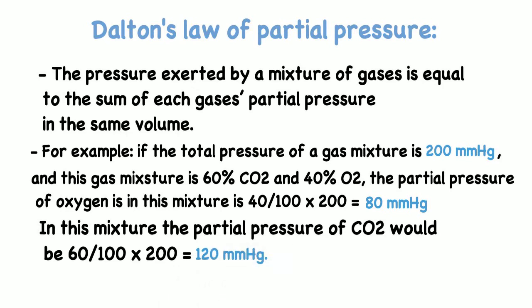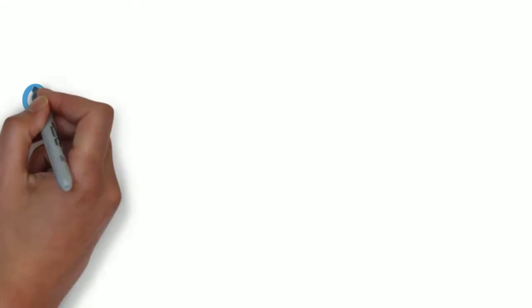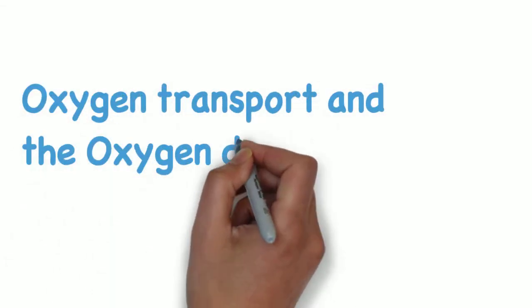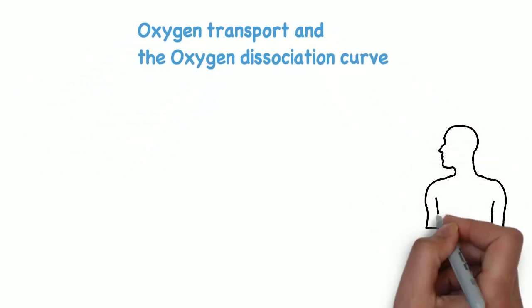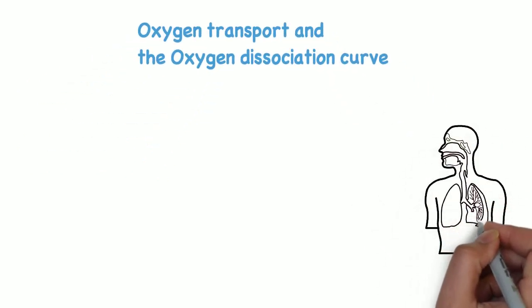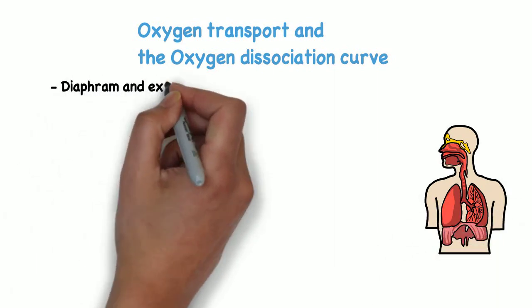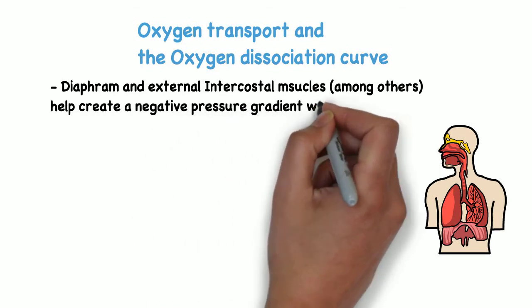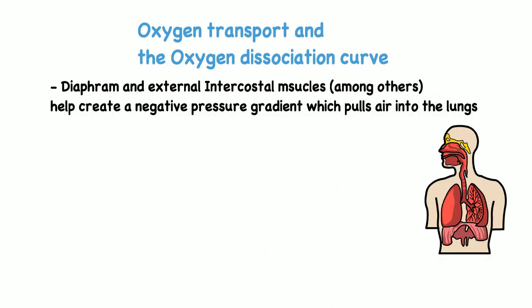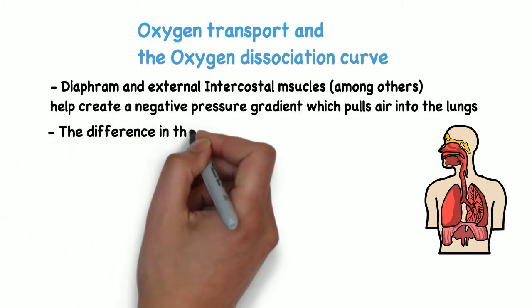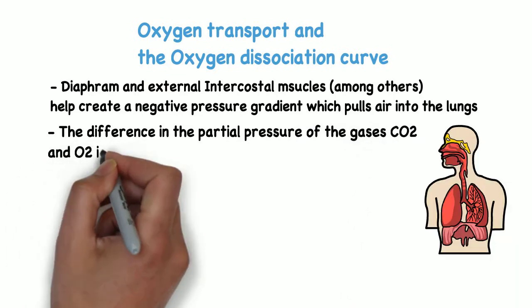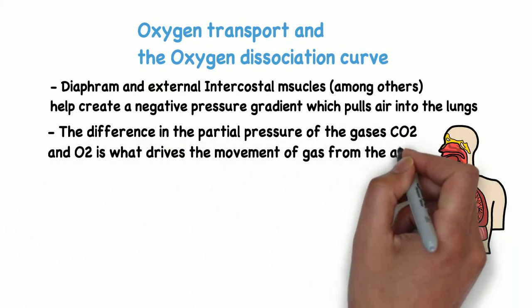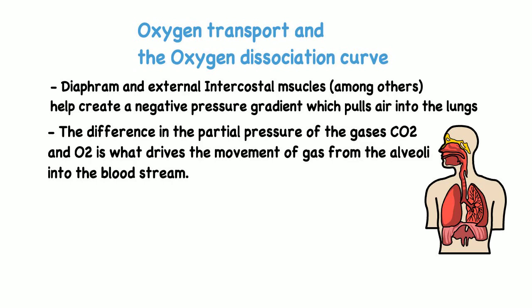Now that we have discussed what partial pressure means, let's talk about oxygen transport and the oxygen dissociation curve. Air is pulled into the lungs and the alveoli because of the action of several muscles, including the diaphragm and intercostal muscles. These muscles create a negative pressure gradient in the lungs, forcing air from the outside world to fill the lungs. However, it is the difference in the partial pressure of the gases carbon dioxide and oxygen which drives the movement of gases from the alveoli into the bloodstream.